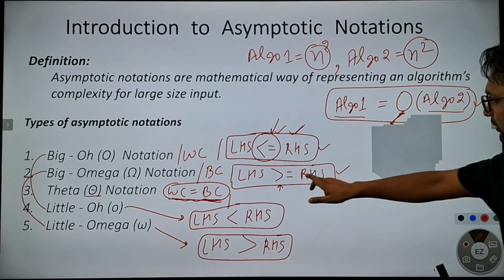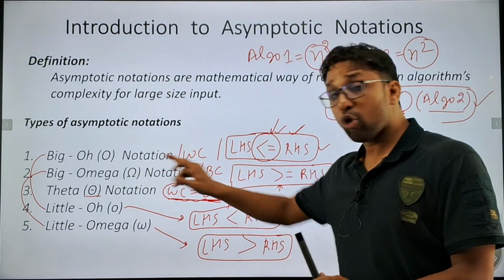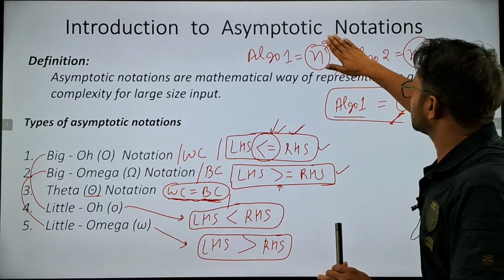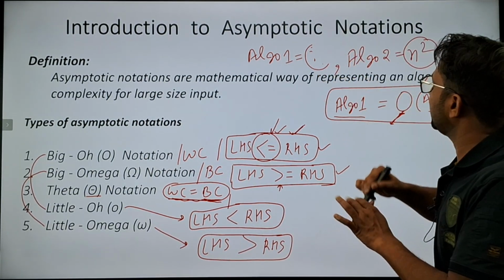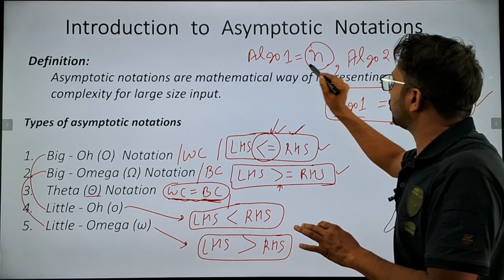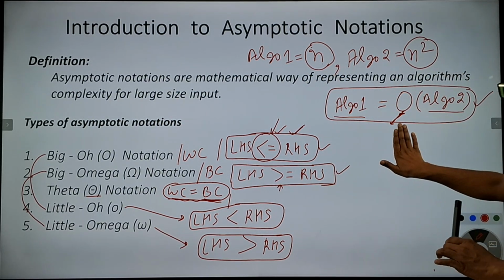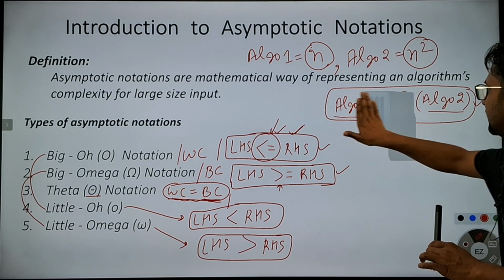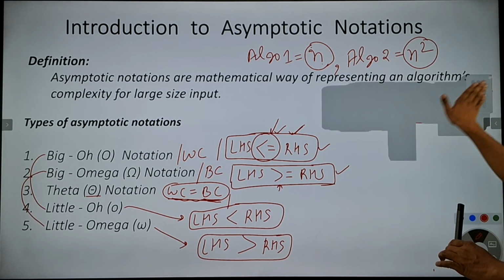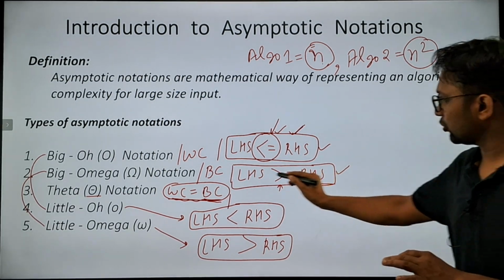Now I'm moving to the second relation, that is big omega notation. Let's suppose here we have n only. Algorithm 1 is taking n time. Algorithm 2 is taking n square time. So can I represent the time complexity like this? Let me erase this one and write another relation in context of this.